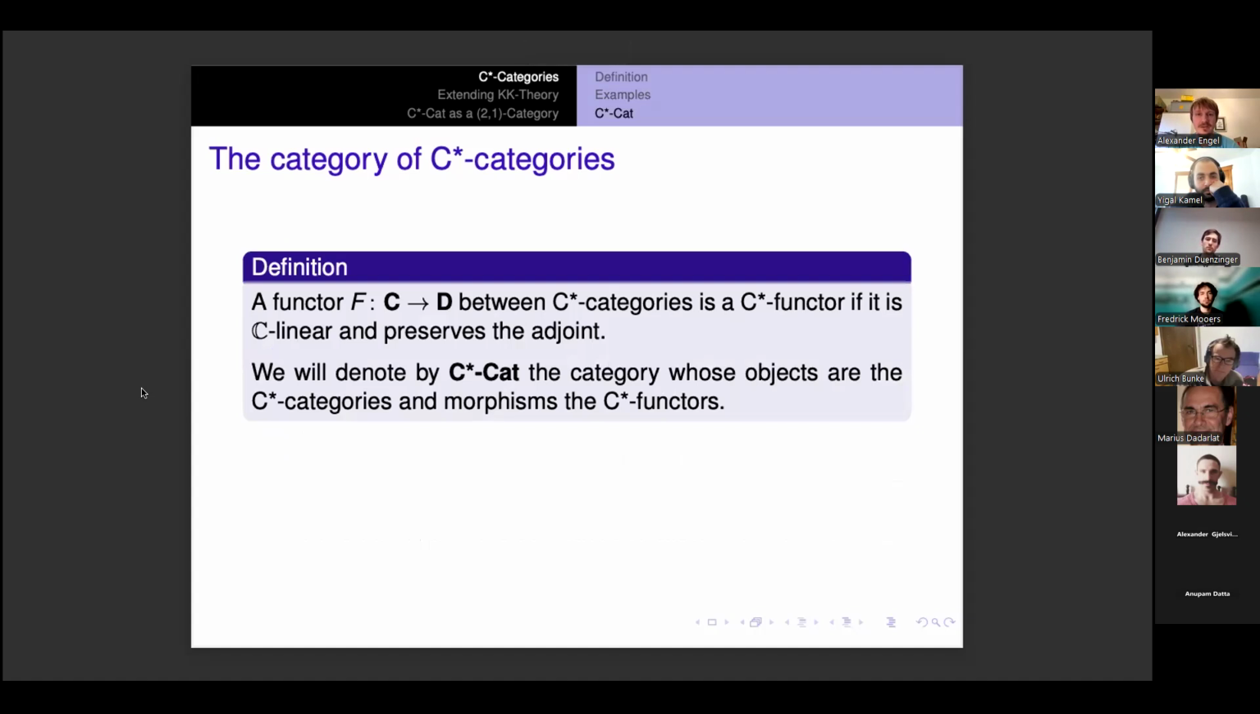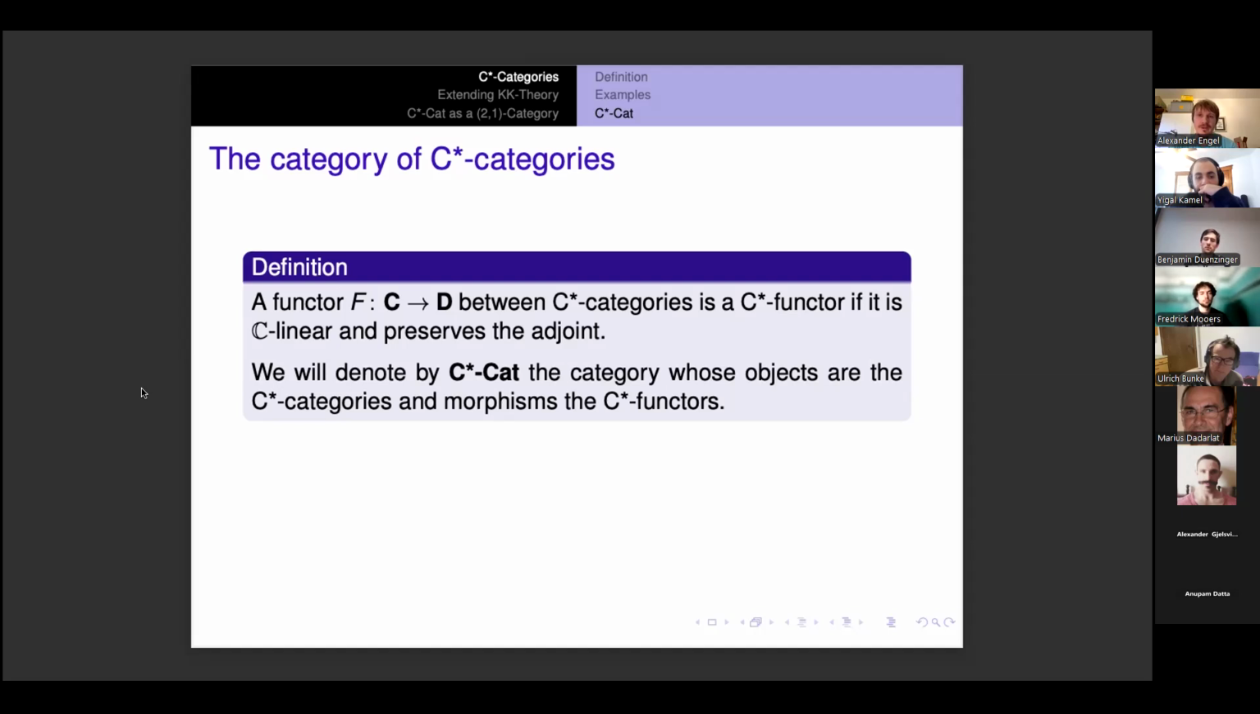And of course, you can turn C-star categories into a category themselves. So first, you of course do the natural thing. You define a C-star functor to be a functor which is linear and preserves the adjoint. And then you have C-star Cat, the category with objects the C-star categories, and morphisms the C-star functors.